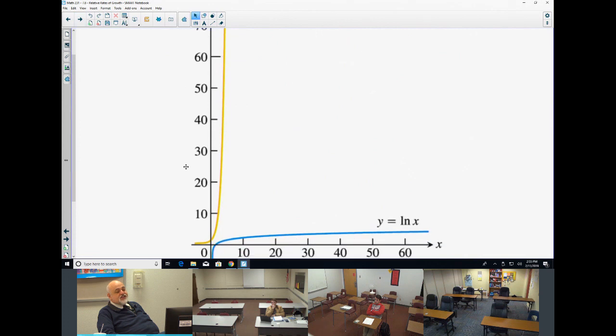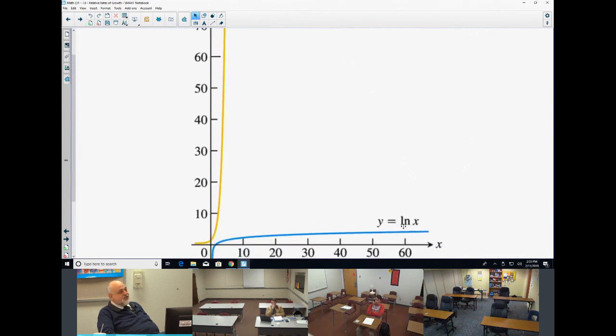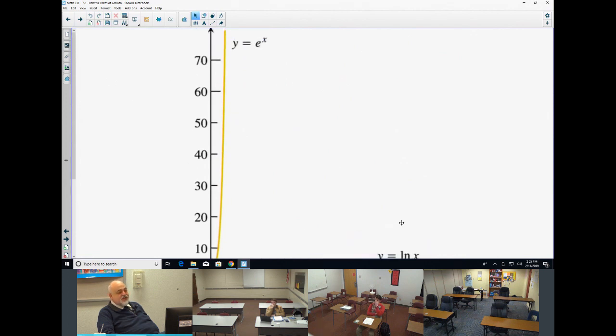But these two are a good comparison. Here's natural log of x. It goes to infinity, but ever so slowly. And e to the x shoots up pretty quickly because it's exponential. Okay? So this is the part that I want to read to you.